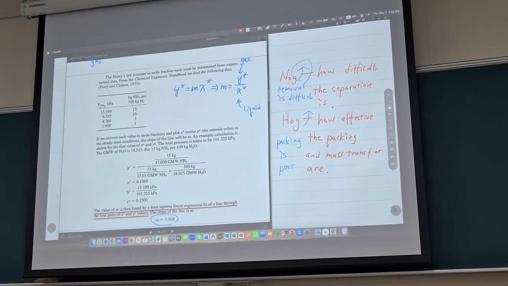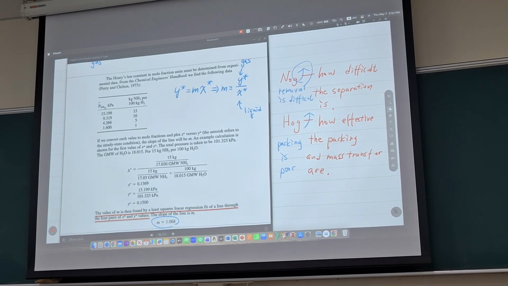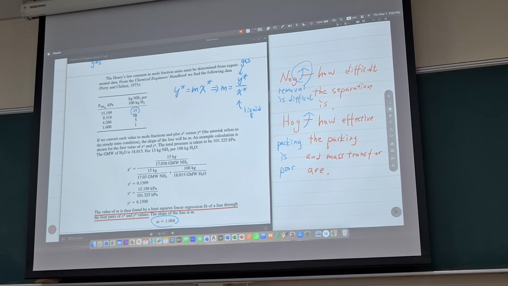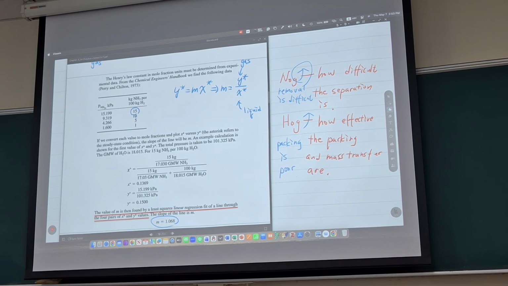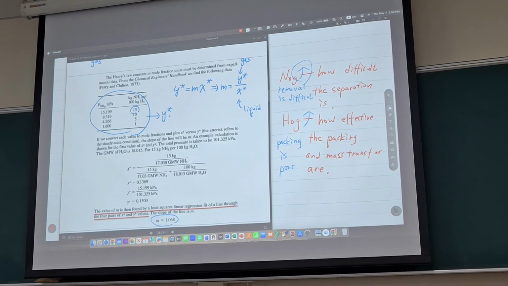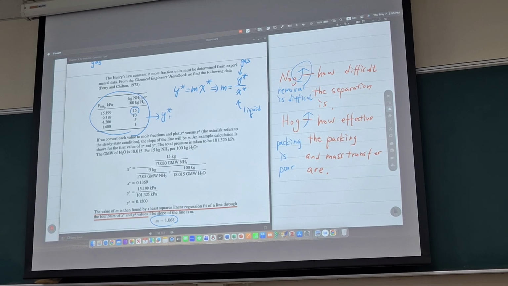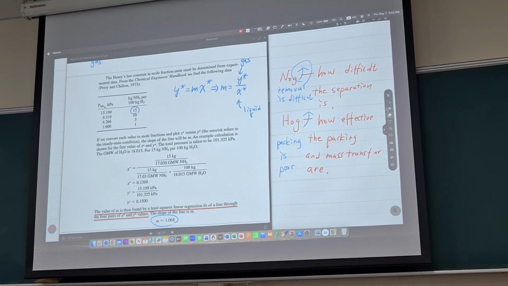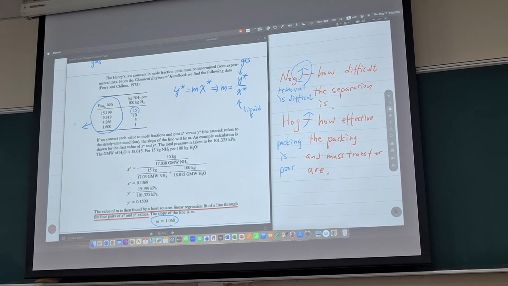So what do we have? For the pressure of ammonia, 15.199, this one has 15 kilograms of ammonia per 100 kilograms of hydrogen. Students, we can use this data, the pressure of ammonia, to calculate Y star.